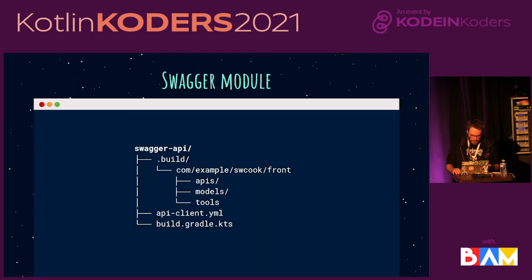So you're going to define your Swagger API. You're going to define your rules, all the routes and all the model definitions in your API client.yaml. When you run the script, it's going to generate all the APIs, all the models you will be using for your applications.